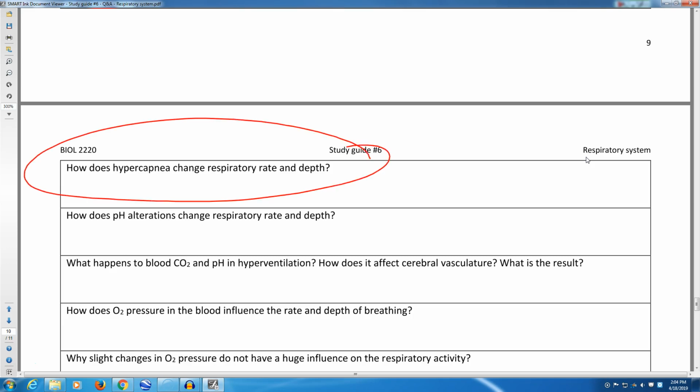So, high CO2 in the blood, how does it change respiratory rate and depth? High CO2 in the blood will increase. Again, low pH will increase. You exhale acid. And when you hyperventilate, what happens to CO2 in the blood? It decreases. What happens to pH? Increases. Very good. Because that's chemistry.